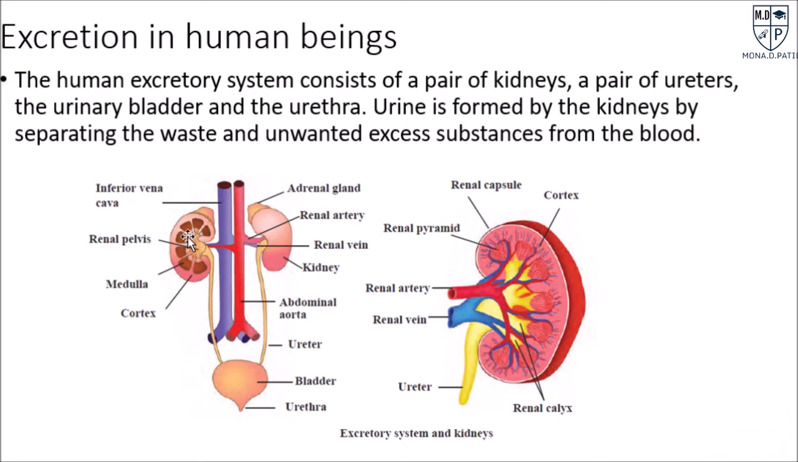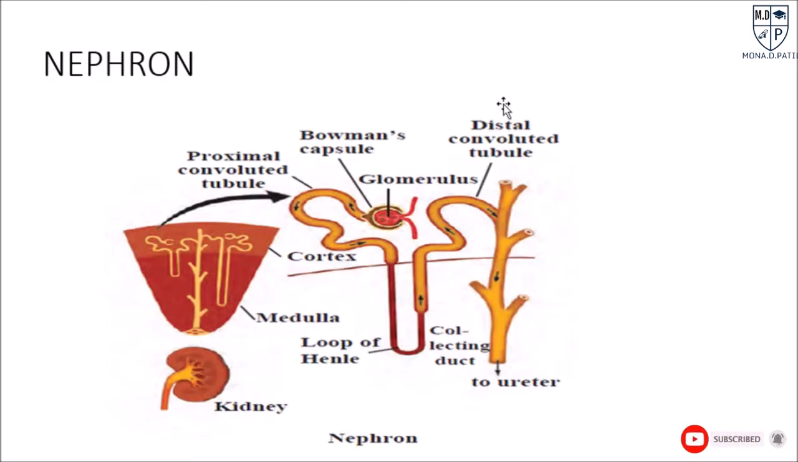Each nephron has a cup-like, thin-walled upper part called Bowman's capsule. So this cup-like structure is the Bowman's capsule. The network of capillaries in it is called a glomerulus. Inside are all the small capillaries, called the glomerulus.